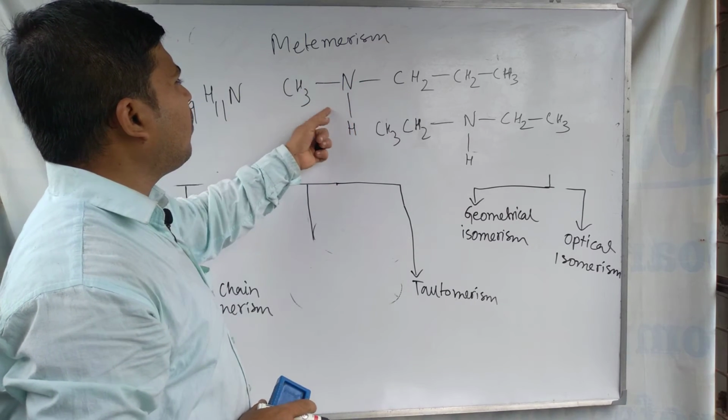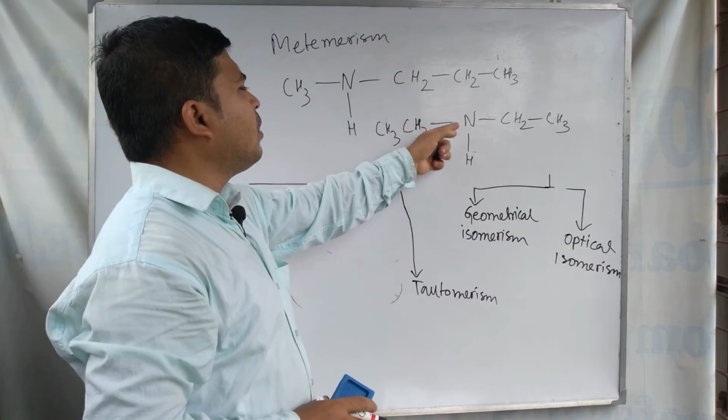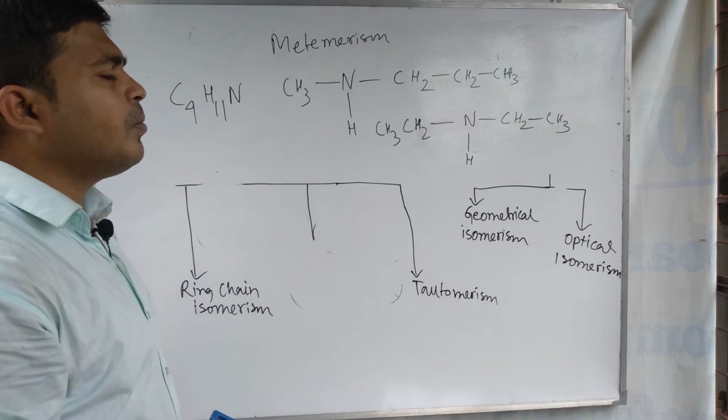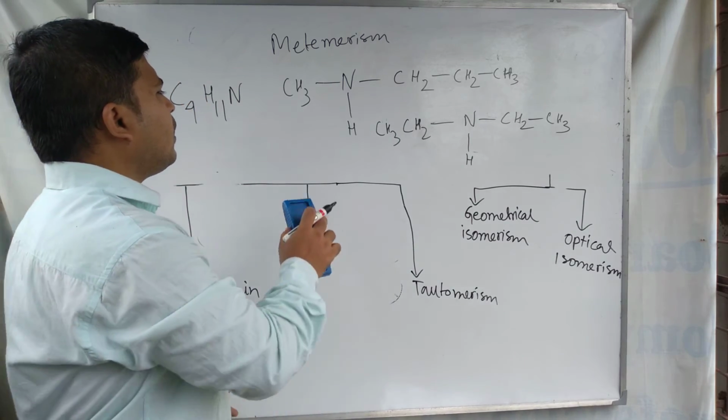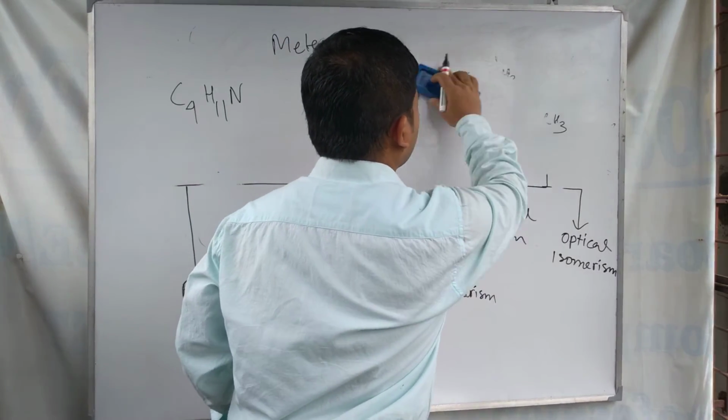the nitrogen has a methyl group and a propyl group attached, while in the other the nitrogen has two ethyl groups, and both types of compound have the same molecular formula. These are examples of metamerism, or metamers.